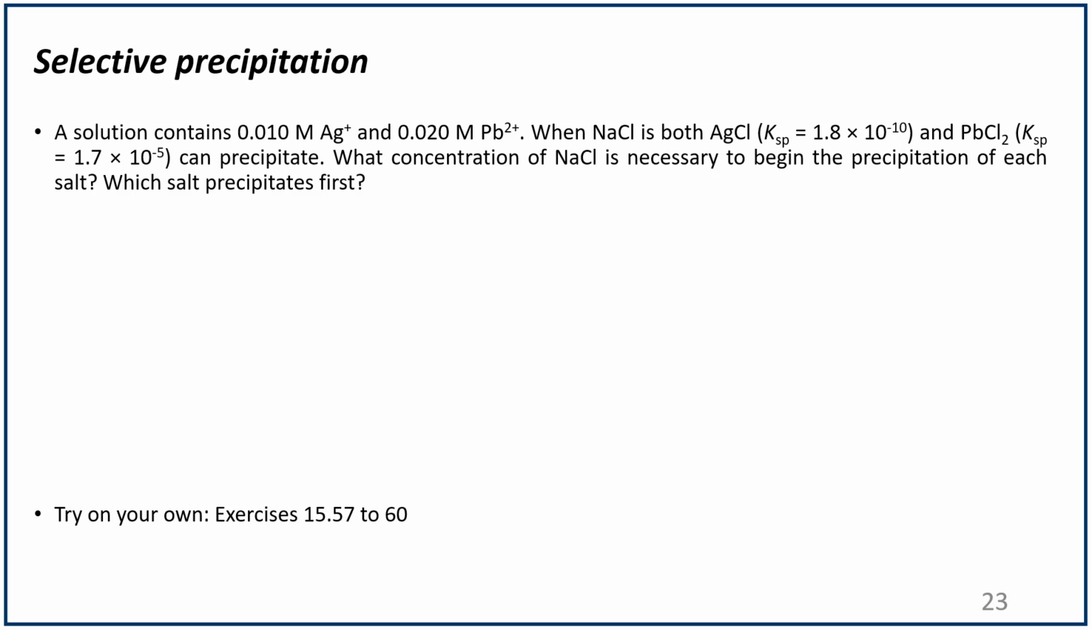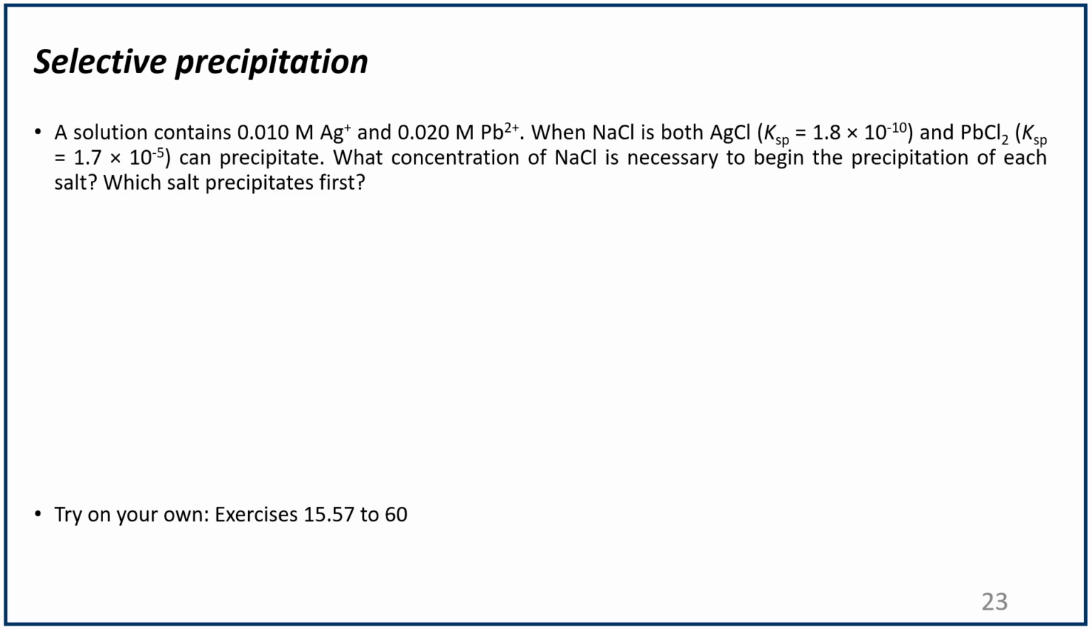Now, selective precipitation is usually used for qualitative analysis of ions. There is a good amount of reading material in your textbook about qualitative analysis, but we're not going to go over it for this course. Instead, we're going to work on this problem.